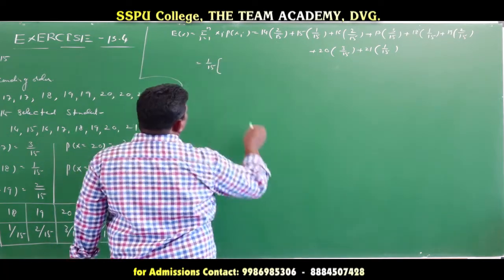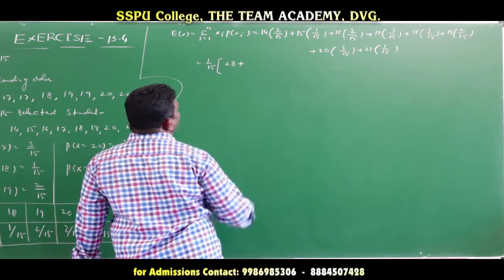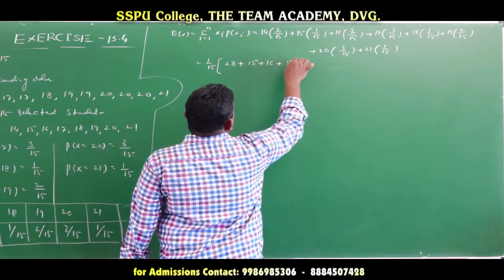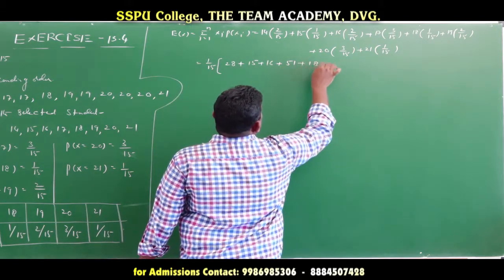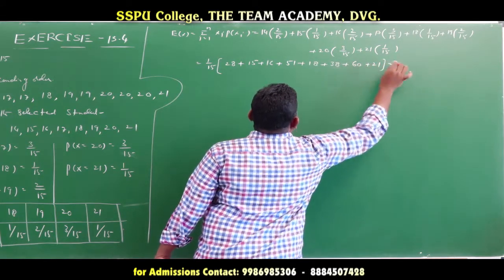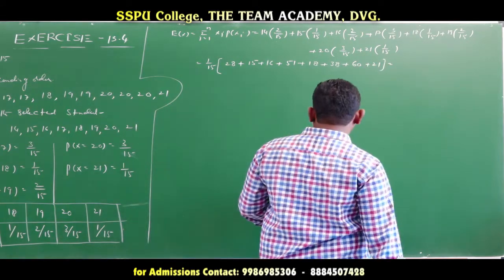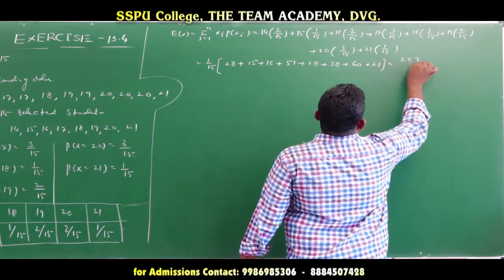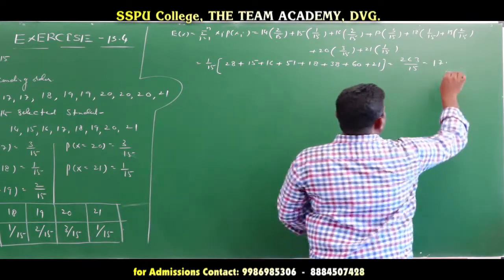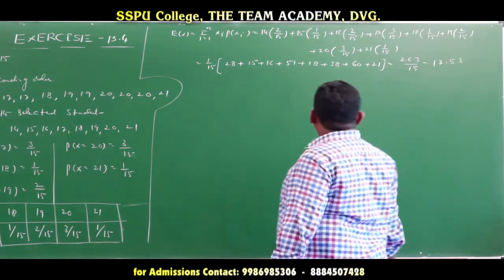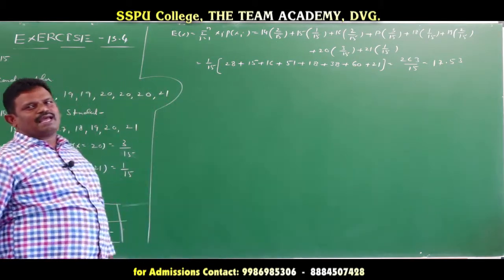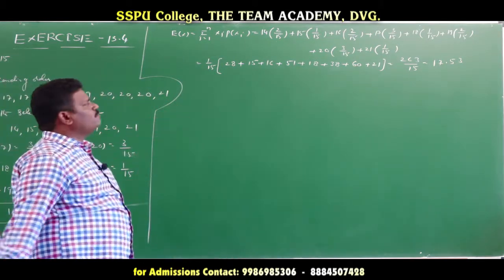So here, 14 2s are 28, and again 15 plus 16 plus 51 plus 18 plus 38 plus 60 plus 21. So this total sum is equal to 263 by 15, that is equal to 17.53. We are applying the calculator and we get that answer and that ratio also.